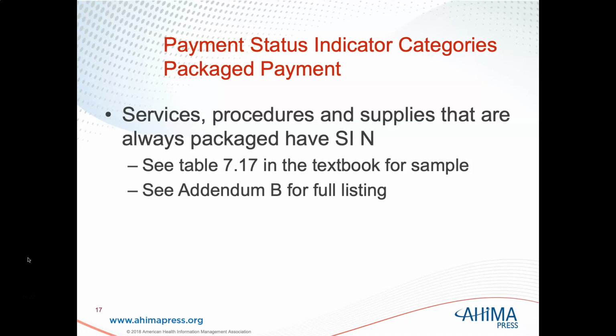So anesthesia, repair of cleft lip, debridement of subcutaneous tissue add-on, injection for shoulder x-ray, harvest vein for bypass, hernia repair with mesh, biopsy done with colposcopy add-on, nerve repair add-on, hepatitis vaccine, adult intramuscular. Those are examples of package services that'll have an SI of N when it comes to OPPS.